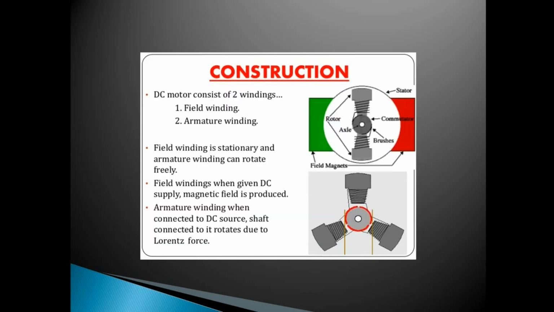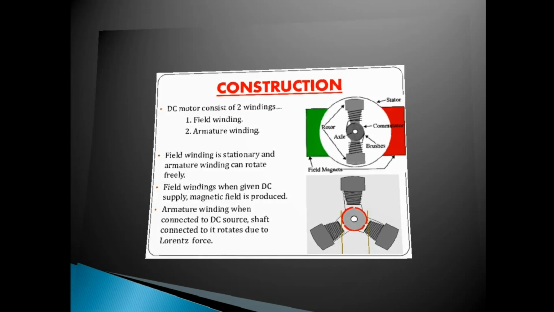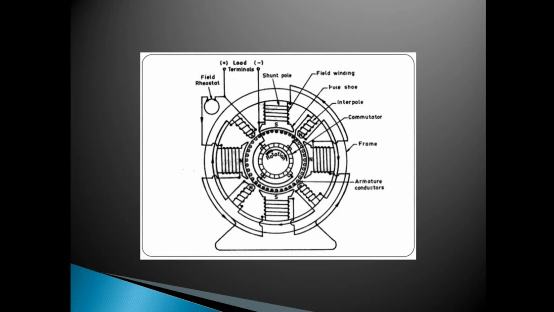A DC motor consists of two windings, field winding and armature winding. Field winding is stationary and armature winding can rotate freely. When the field winding is given DC supply, a magnetic field is produced. When the armature winding is connected to a DC source, the shaft connected to it rotates due to Lorentz force. Here is the motor diagram.